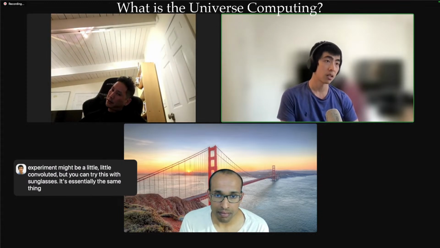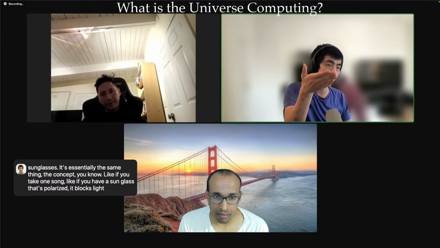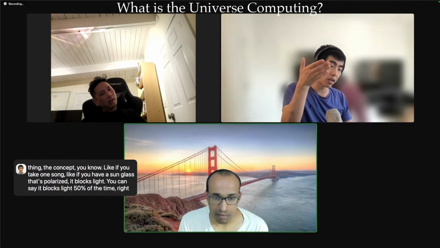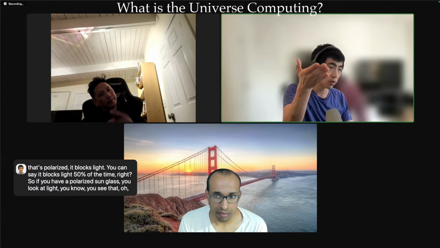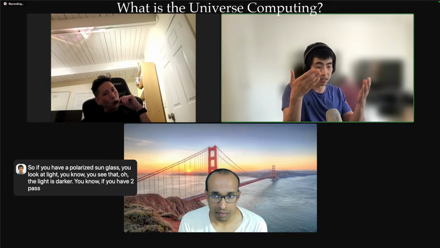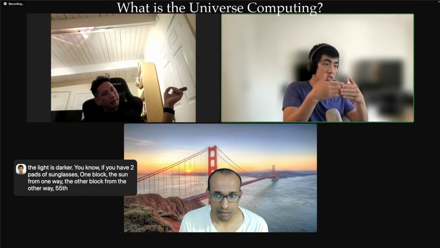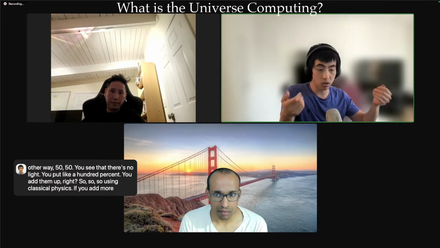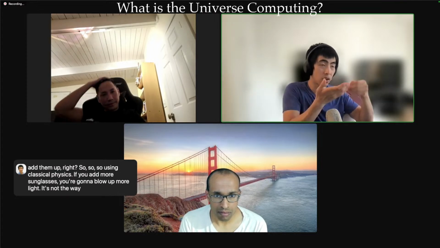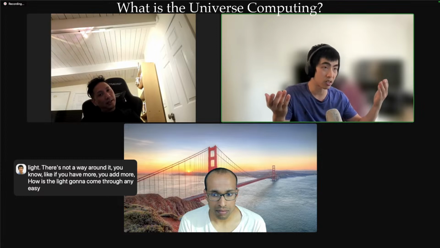The concept is, if you have a sunglass that's polarized, it blocks light. You can say it blocks light 50% of the time, right? So if you have a polarized sunglass, you look at light, you see that the light is darker. If you have two pairs of sunglasses, one blocks the sun one way, the other blocks from the other way, 50-50, you see that there's no light. You block 100%. You add them up, right? So using classical physics, if you add more sunglasses, you're going to block more light. There's no other way around it. If you add more sunglasses, how is the light going to come through any easier? You have more barriers, right?